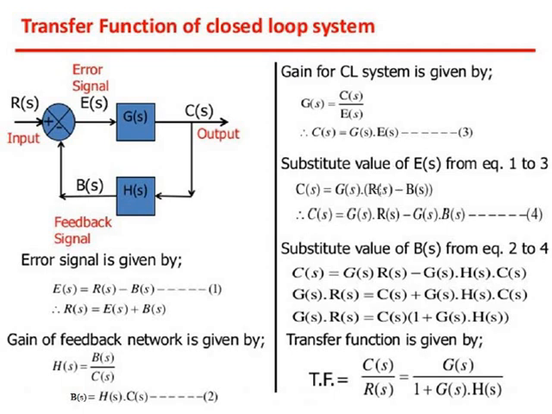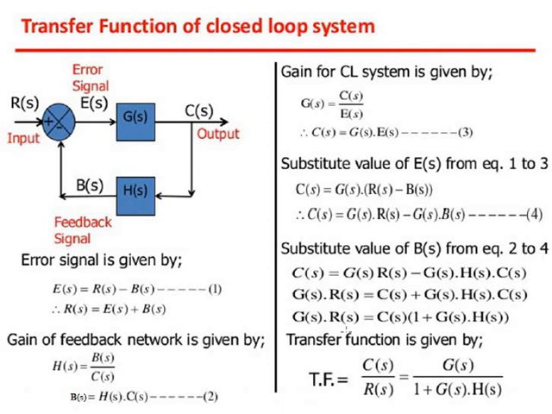Now C(s) is equal to G(s) into R(s) minus G(s) into B(s), which is our equation number 4. So substitute the value of B(s) from equation 2, B(s) equal to H(s) into C(s), in this equation. So our equation will become C(s) is equal to G(s) into R(s) minus G(s) into H(s) into C(s).